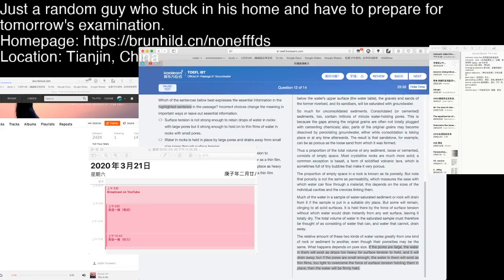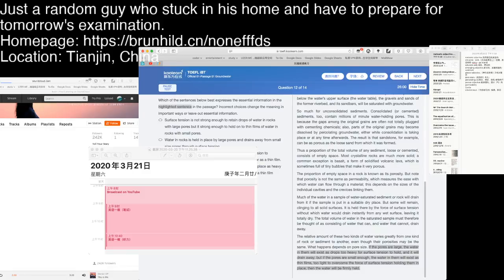I didn't understand what it means. It just didn't get through my head. I just didn't get it. If the pores are large, the water in them will exist as a drop too heavy for surface tension to hold, and it will drain away. But if the pores are small enough, the water in them will exist as thin films too light to overcome it. Oh, I know what it means. Oh, yeah, I understand it.